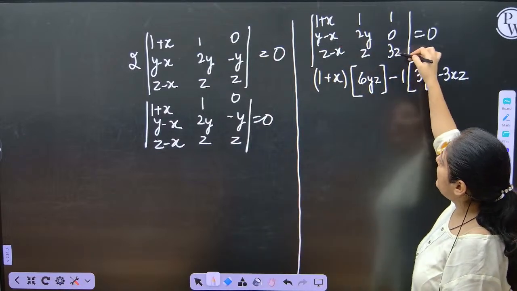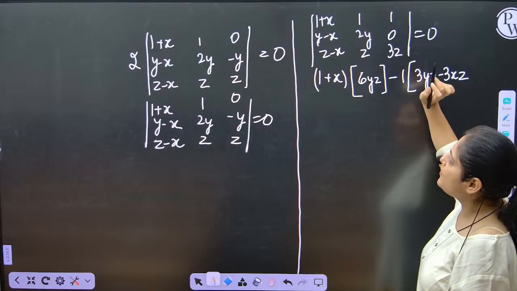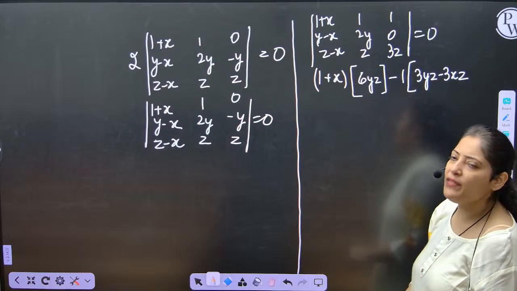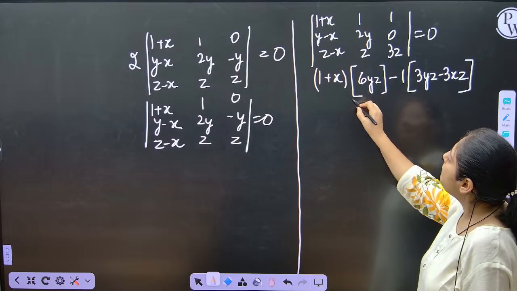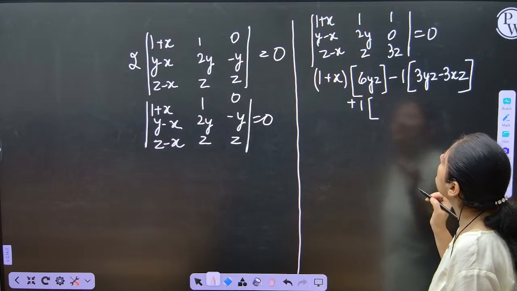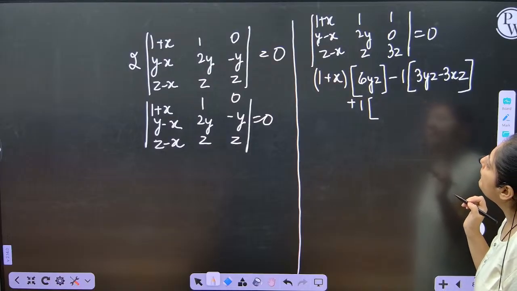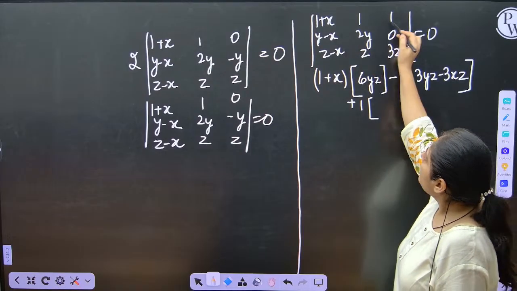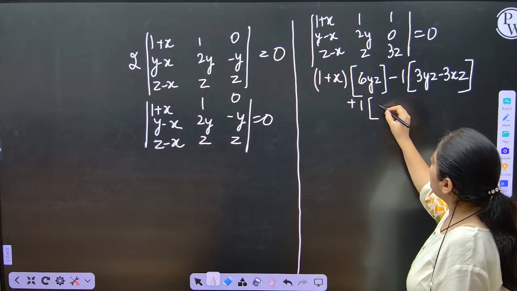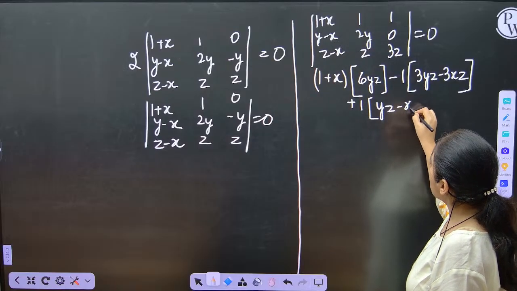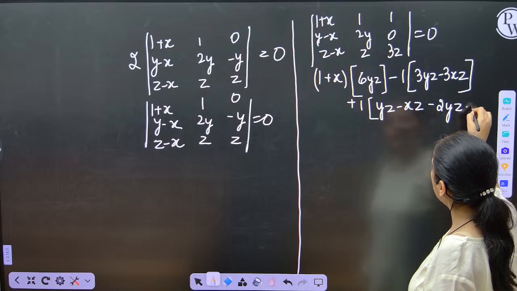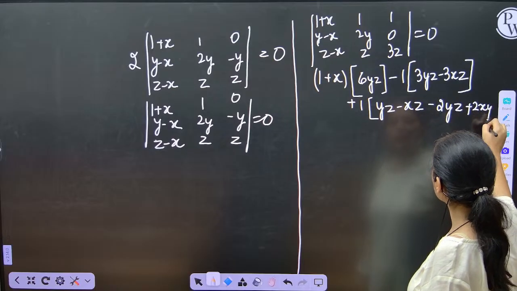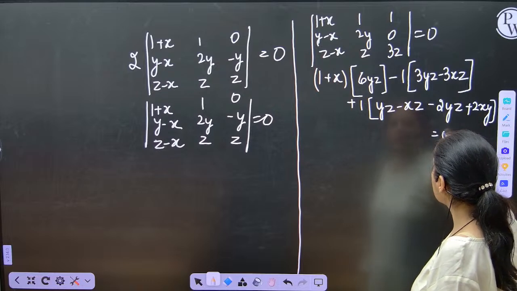Here I have multiplied (y minus x) and 3z. If I multiply with 0, it will become 0 only, no issues. Plus 1. This row and this column are eliminated. yz minus xz minus 2yz plus 2xy equals 0.